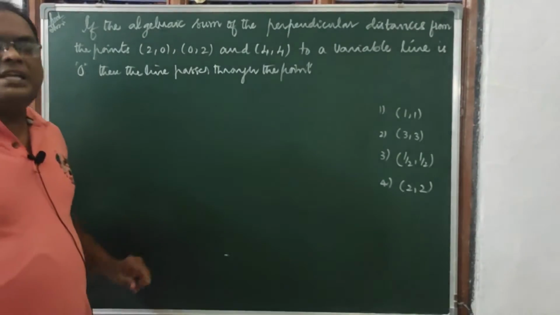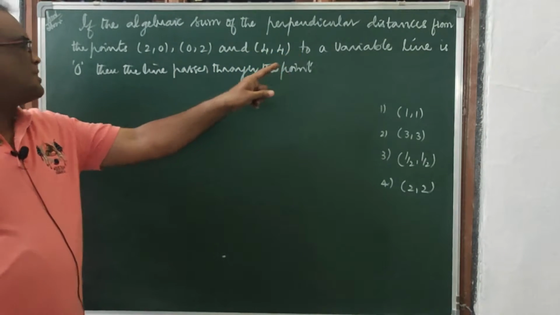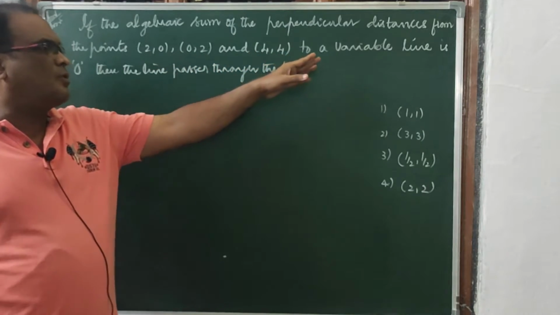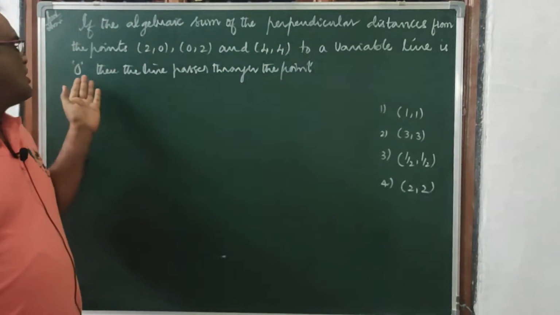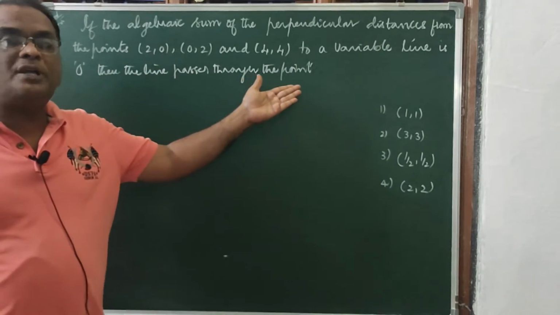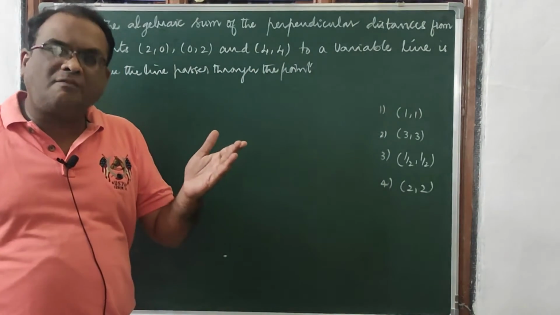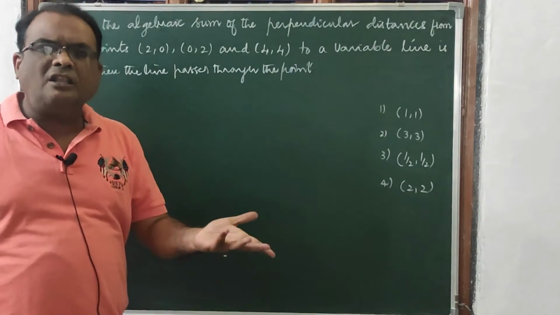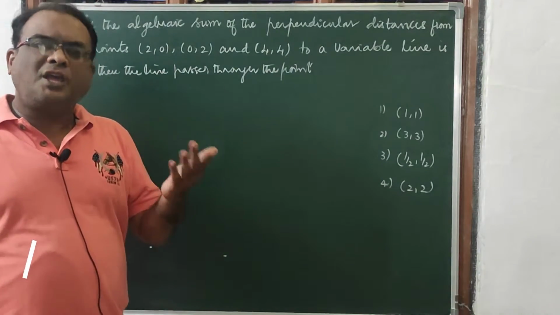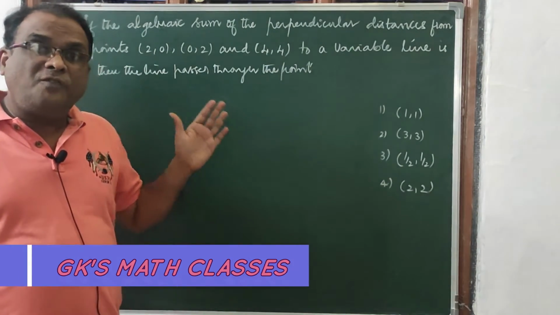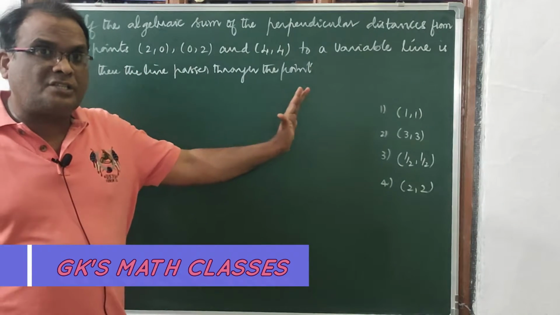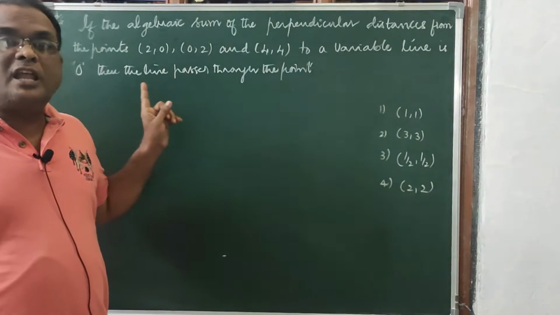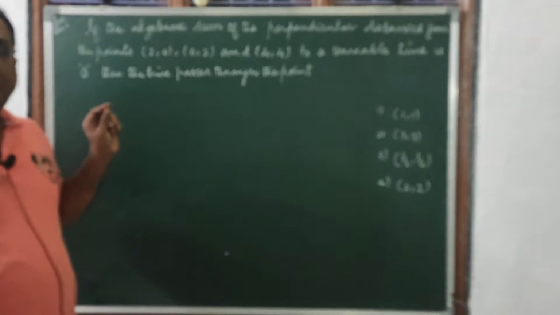If the algebraic sum of the perpendicular distances from the points (2, 0), (0, 2) and (4, 4) to a variable line is 0, then the line passes through the point. If you take a variable line ax plus by plus c is equal to 0, general 3 points (x1, y1), (x2, y2), (x3, y3). If we take the algebraic perpendicular distances and their sum is 0, then the line passes through the centroid.